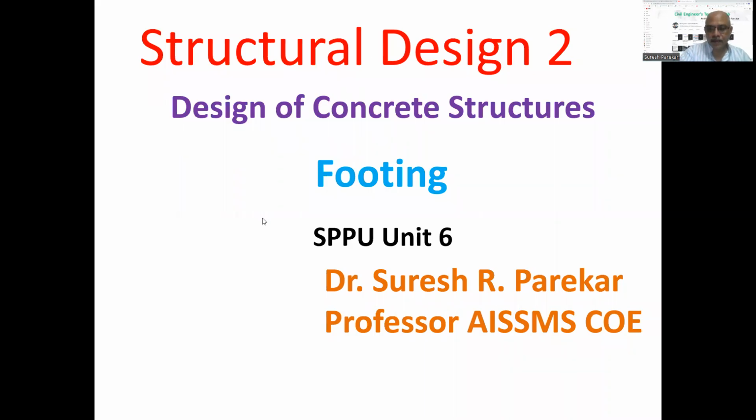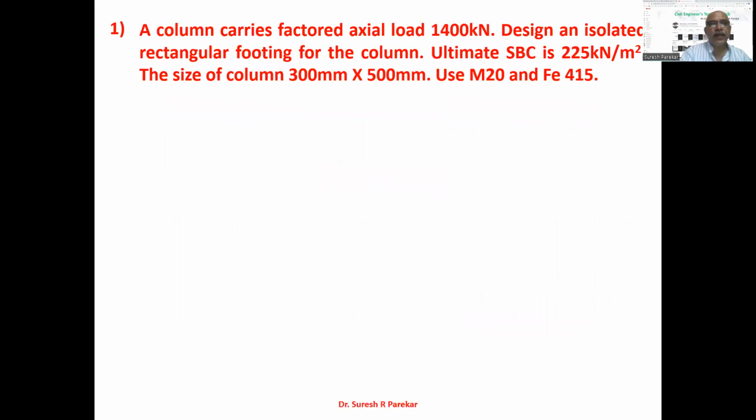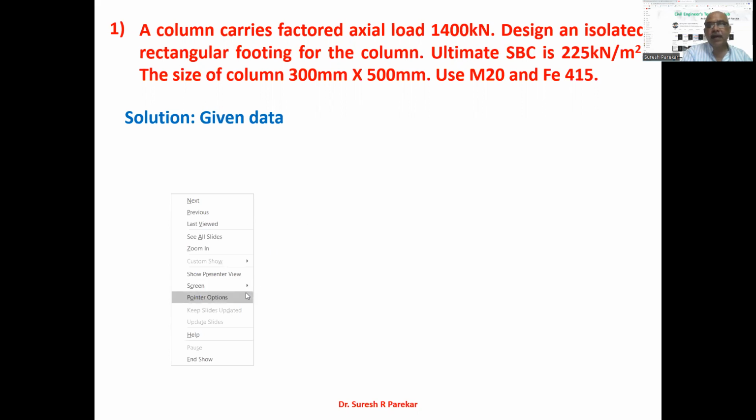Good afternoon. Today we are going to see one problem from footing. We have a column that carries a factored axial load of 1400 kilonewton. Design an isolated rectangular footing for the column. Ultimate soil bearing capacity is 225 and the size of the column is 300 by 500 millimeter. And materials are given: M20 and Fe415.